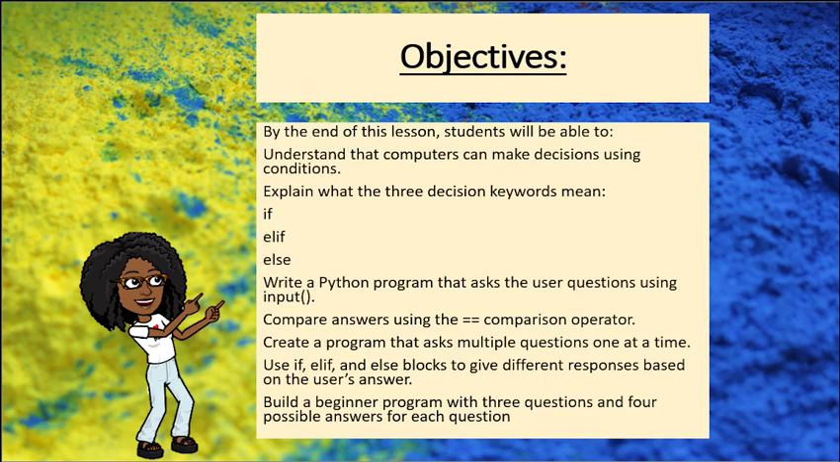Objectives. By the end of this lesson, students will be able to understand that computers can make decisions using conditions, explain what the decision keywords mean, if, elif, and else, write a Python program that asks the user questions using input, compare answers using the equal comparison, create a program that asks multiple questions at a time, use if, elif, and else blocks to give different responses based on the user's answer, and build a beginner program with 3 questions and 4 possible answers for each question.